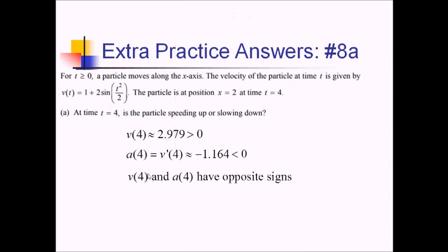So I notice here that v of 4 and a of 4 have opposite signs. They're working against each other. So that means our particle is slowing down at time 4.